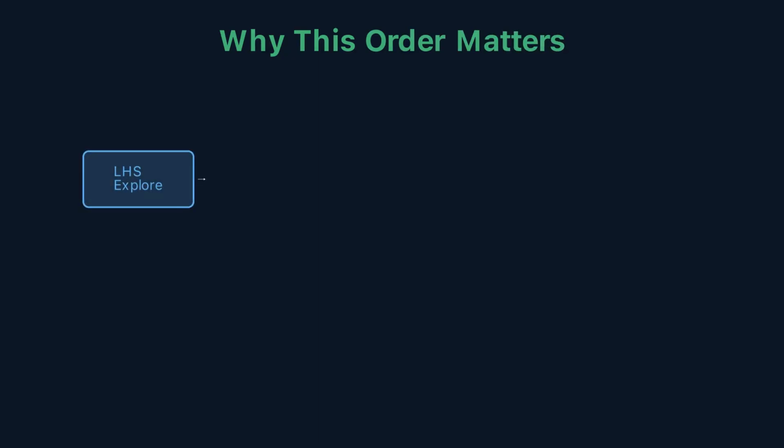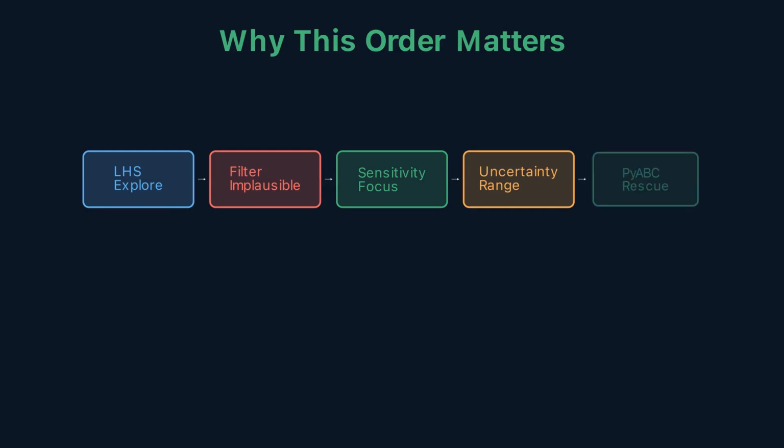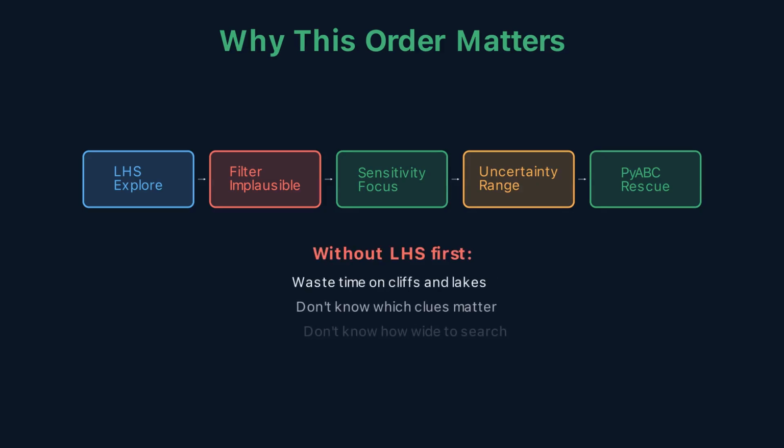The full pipeline. Step 1. LHS explores the parameter space systematically. Step 2. Behavioral filtering eliminates impossible regions. Step 3. Sensitivity analysis identifies which factors matter. Step 4. Uncertainty characterization quantifies the range. Step 5. PyABC uses evidence to narrow from prior to posterior.